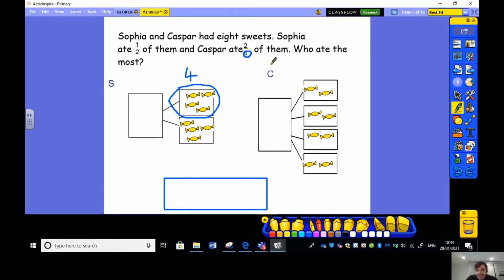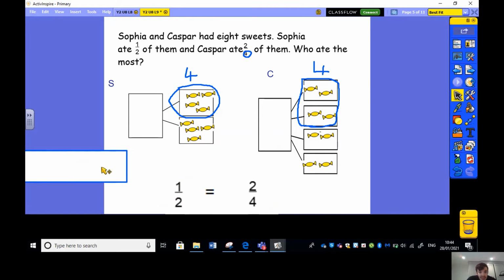But Casper didn't eat 1 quarter. It says Casper ate 2 quarters. So 2 quarters of 8 equals 1, 2, 3, 4. He also ate 4. So Sophia ate 1/2 of 8 and ate 4. Casper ate 2 quarters of 8 and ate 4. What does that mean? Well, it means 1/2 is equal to 2 quarters.